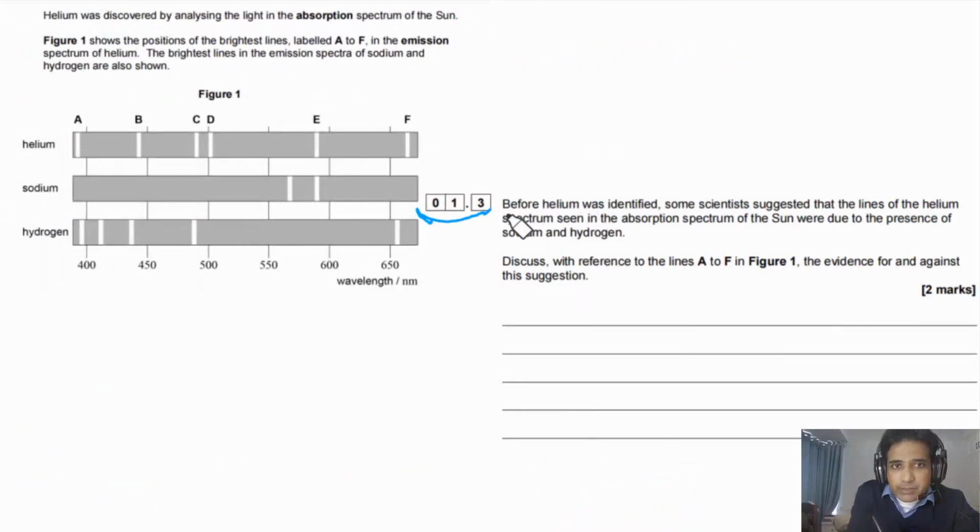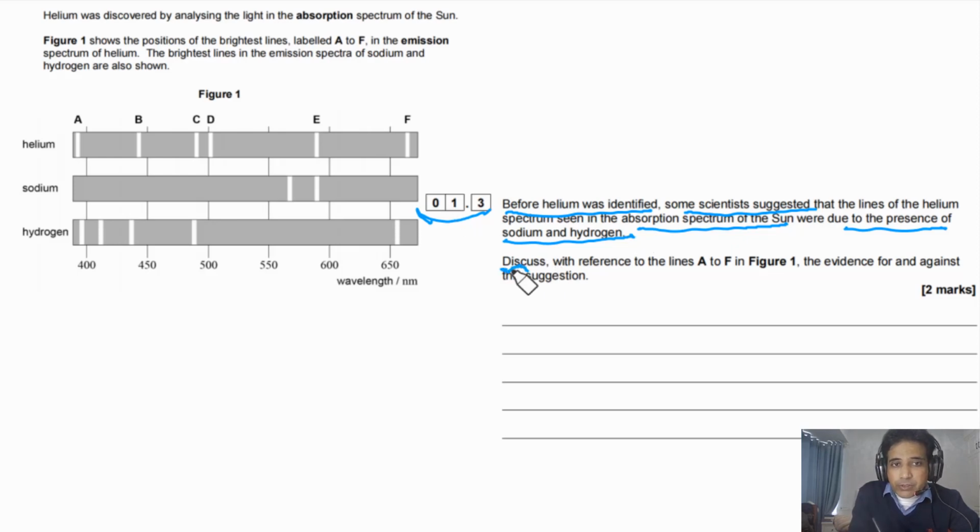Question 1 theory says, before helium was identified, some scientists suggested that the lines of the helium spectrum seen in the absorption spectrum of the sun were due to the presence of sodium and hydrogen. Means before helium was identified, scientists suggested that some unknown lines we see in the absorption spectrum of the sun are due to the presence of sodium and hydrogen.